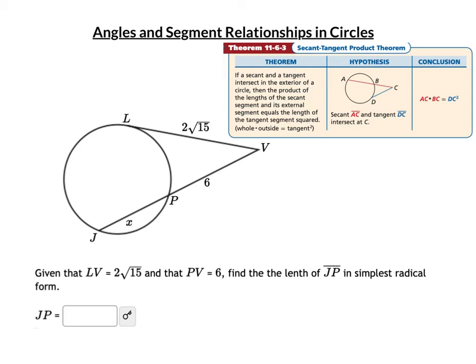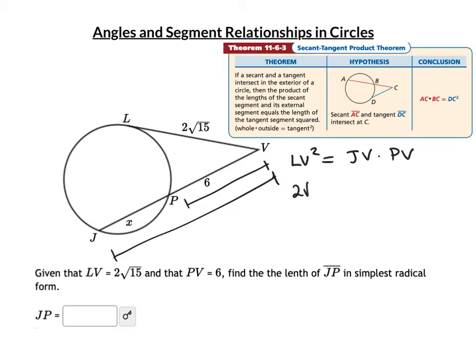In this example, the way it would work is the tangent is squared, LV squared equals the whole length, that's JV, times the outside piece, which is PV. 2 root 15 squared then equals the whole length, which is x plus 6, times the outside piece, 6.